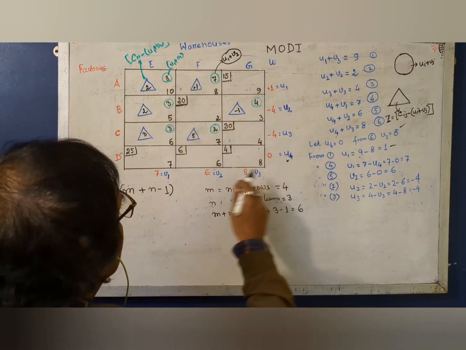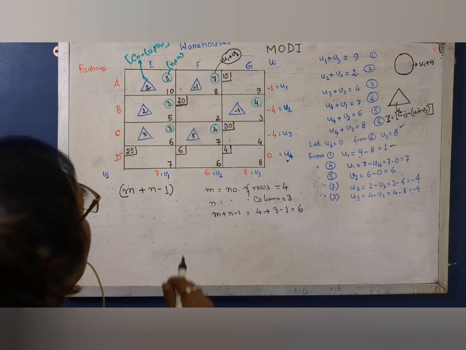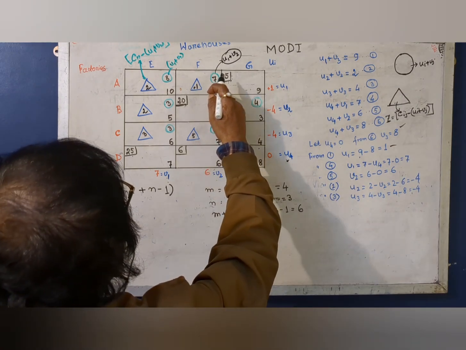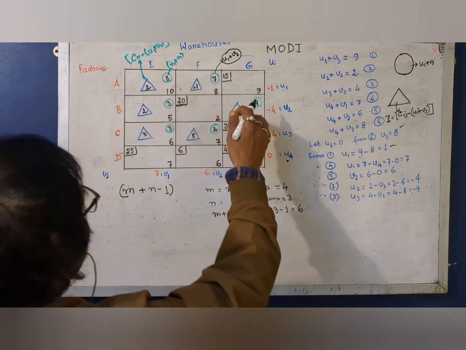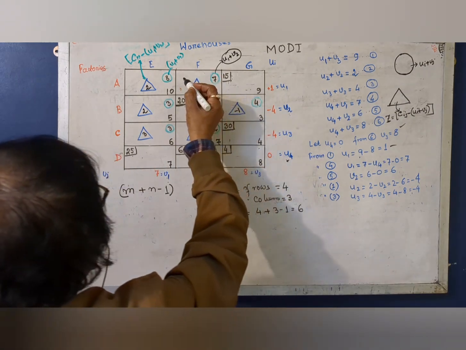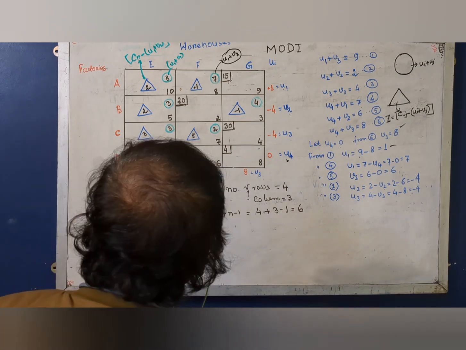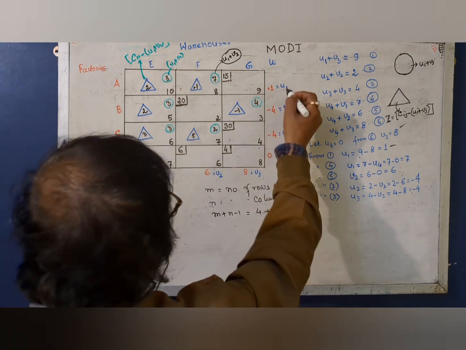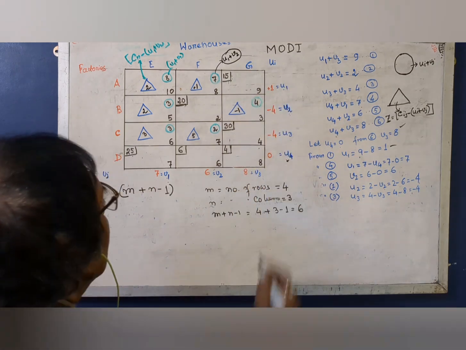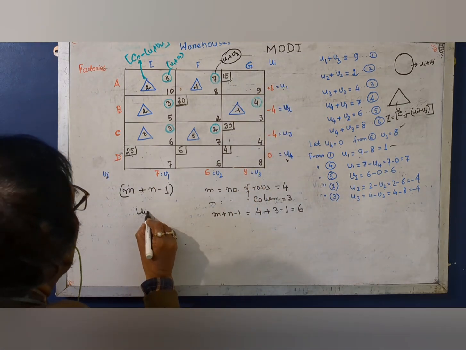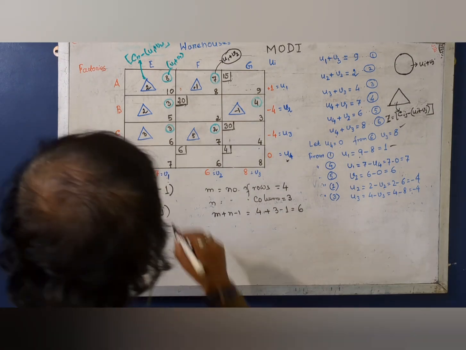Now with the help of these variables you have to find out the values of the non-basic cells. Where basic allocations are not available, those cells are called non-basic cells. This is a non-basic cell, this is a non-basic cell, in this way. Clear? Now with the help of all these variables you have to find out the value of ui plus vj for all the non-basic cells.